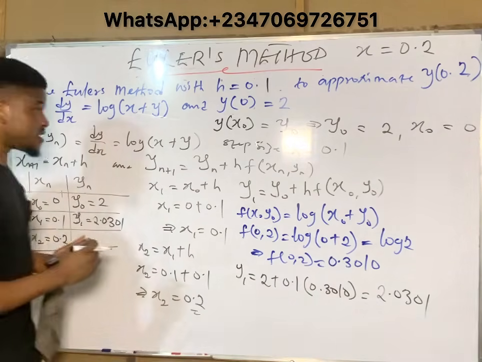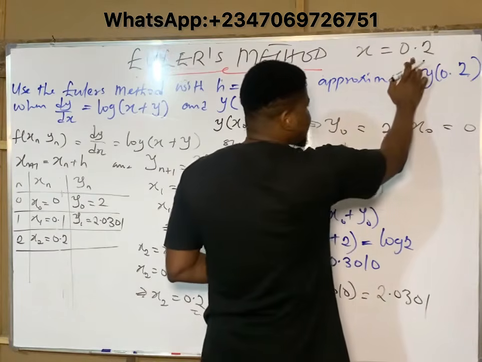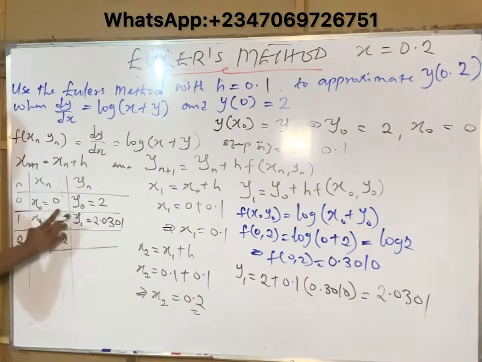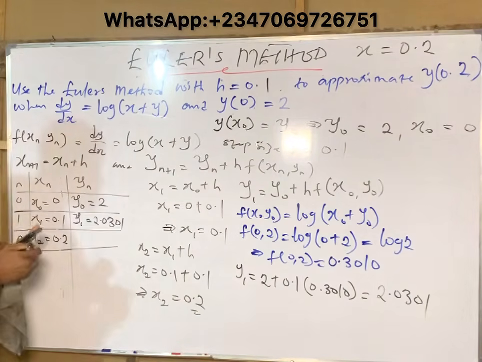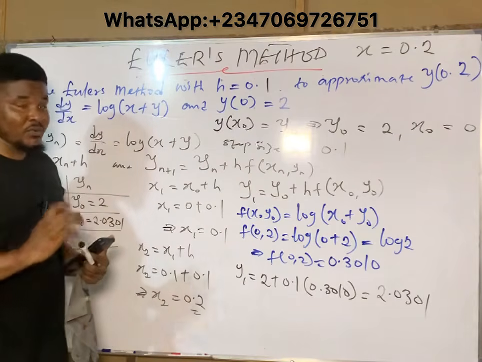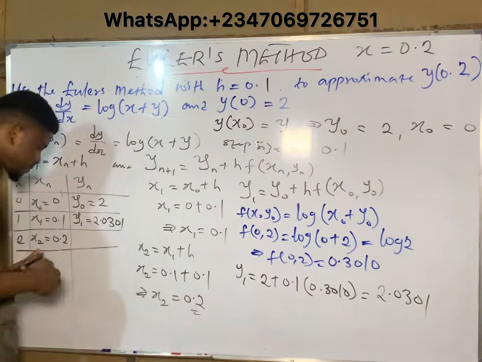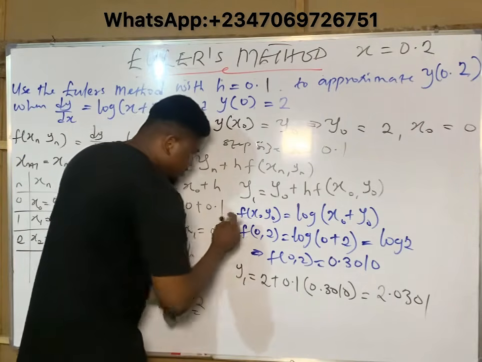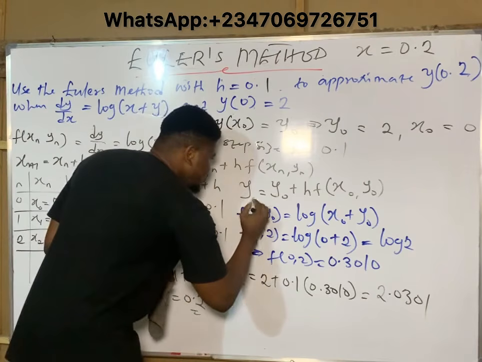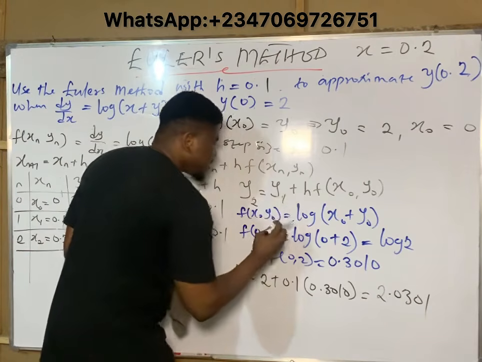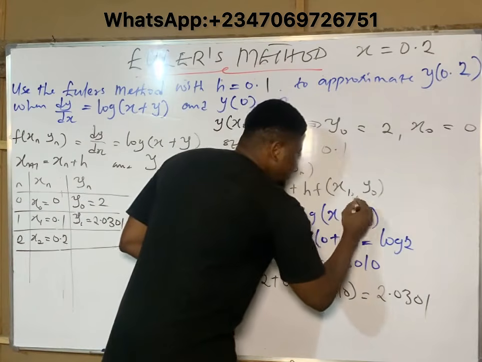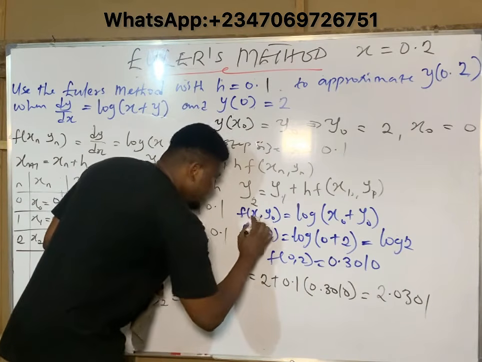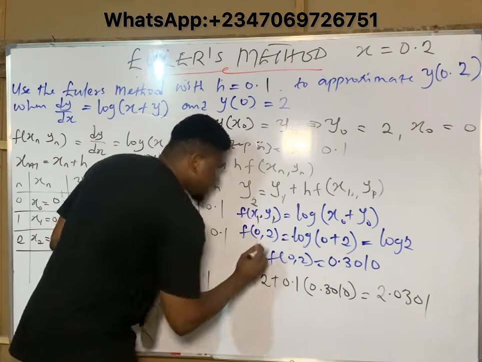Now, since x2 corresponds with the value at which we are approximating, 0.2, it means the value of y at this x2 equals 0.2 becomes the approximate value for that given derivative. So that's where we stop our approximation. Okay, so we fall back here now. Now we are looking for y2. So in place of y1, this is now y2, and in place of y0, this is now y1. So in place of x0, this is now x1, and this is y1. So we're now evaluating the function at 0.1 and 2.0301, x1, y1.